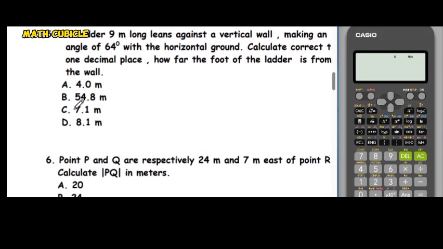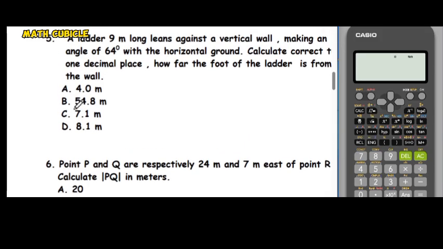Question number 5. A ladder 9 meter long leans against a vertical wall. So let's sketch this. This is a vertical wall. This is the ladder. The ladder leans against this wall. The ladder is 9 meters long. So let's join this. Form a right angle triangle there, making an angle of 64 degrees with the horizontal. This is the horizontal ground. So this is 64 degrees.